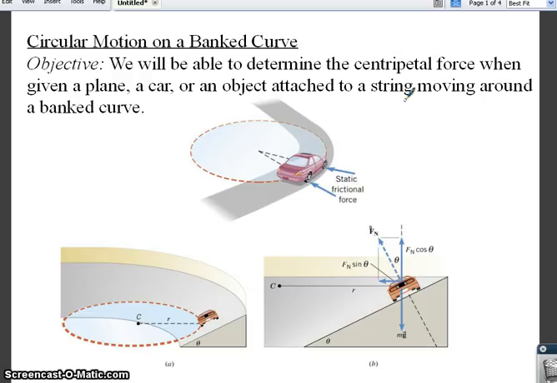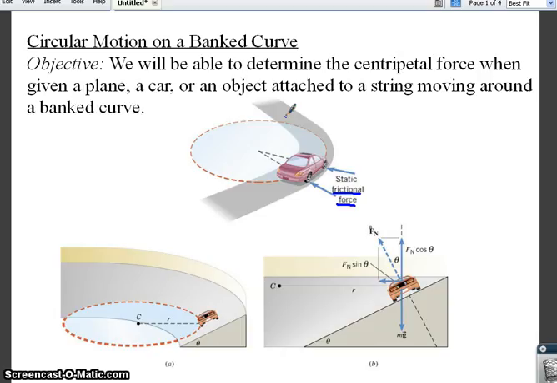So just to be clear, you don't need to write these pictures down, but I put these pictures up. This right here is a horizontal plane. And what's making the car turn is the frictional force. The frictional force of the wheels, when you turn the steering wheel, the friction points inward, and therefore the car makes a circular turn. Okay?